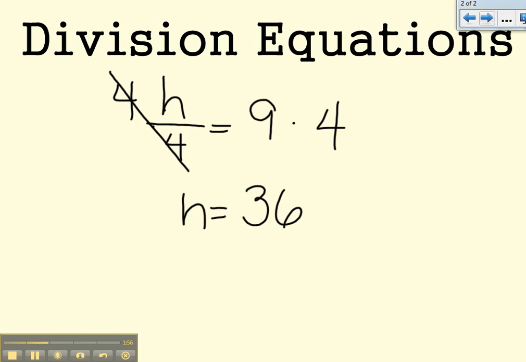If I go back and check over that to make sure that my answer makes sense, anywhere I see h, I'm going to plug in 36. So I get 36 divided by 4. That's going to equal 9. Is that true? Yes, it is, so that checks out. So this is how I would do multiplication and division problems in algebra.